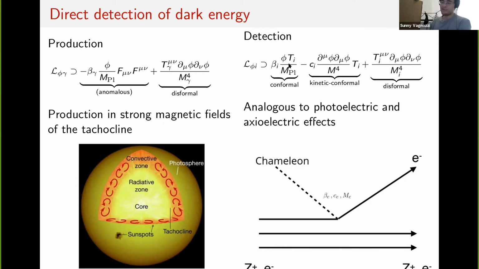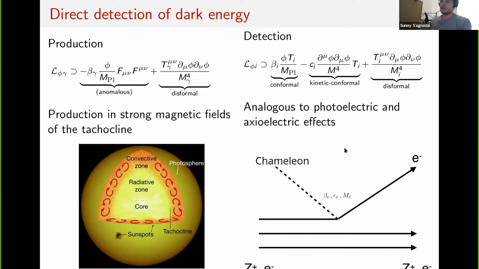It works exactly through the type of couplings we need for the chameleon mechanism. So here we consider a generalized class of couplings. This is the conformal coupling. You couple to the trace of your energy momentum tensor, which is essentially your matter density. This is the same coupling I showed you before. And you can also have two types of coupling called disformal and kinetic conformal. The details are irrelevant, but the important thing is what they give you is a mechanism which looks very much like the photoelectric mechanism. So you have an electron which absorbs a dark energy particle and then recoils at higher energy. And you can look for the product of this recoil.